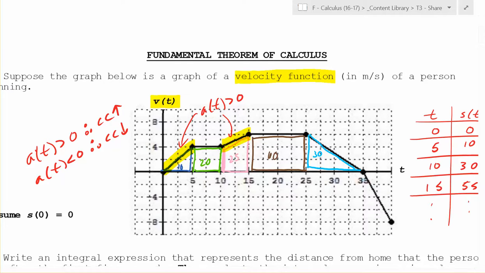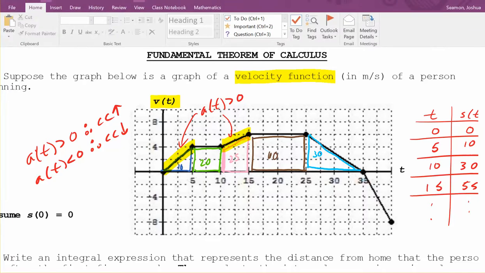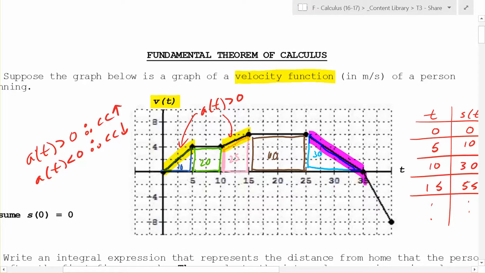Let's do the other ones now. Let's do the negative ones here. So are there ones where it's going negative? Sure. There's here and here, right? So what's going on there? A of t is less than 0, so it's concave down.